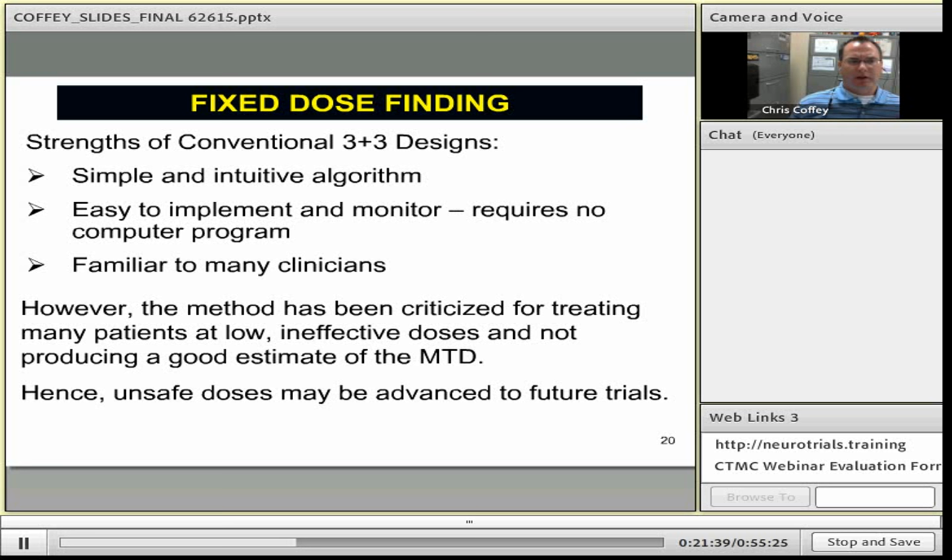Next slide, please. The challenge with this, so the strengths are the ones I mentioned. It's simple, it's intuitive, you don't really need a statistician. But it's been criticized for treating patients at low ineffective doses, and it also doesn't do a really good job of estimating the MTD in some situations. As I mentioned, this was developed in oncology, and you think about where the three comes from, it was targeted for situations where the dose-limiting toxicity might occur in a range of about 30 to 35%. So if about a third of the patients you treat have the dose-limiting toxicity, that's your threshold. If that's the situation, this technique works pretty well.